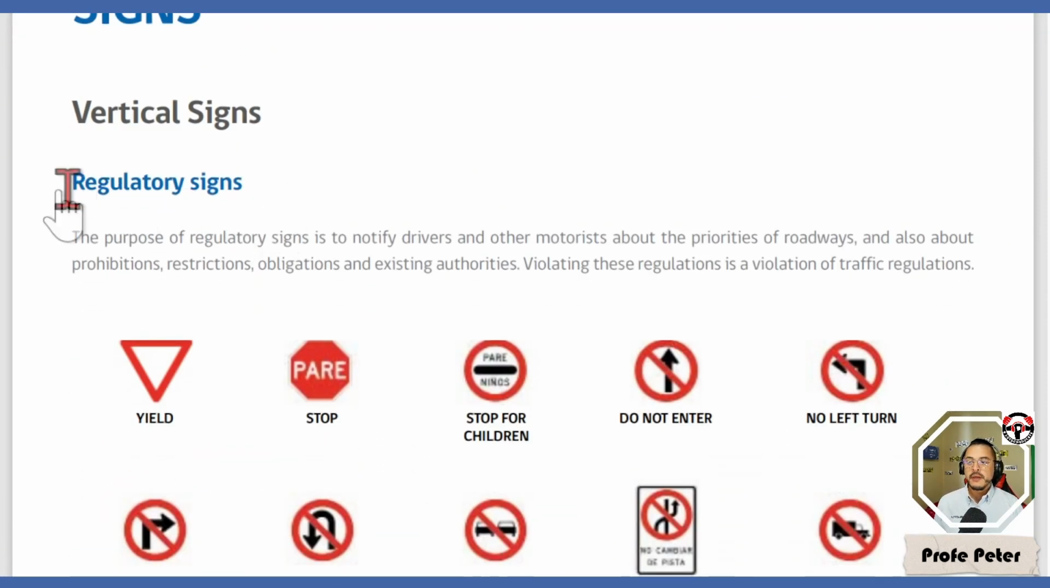For example, regulatory signs. The purpose of regulatory signs is to notify drivers and other motorized users about the priorities of roadways and also about prohibitions, restrictions, obligations, and existing authorities. Violating these regulations is a violation of traffic regulations.